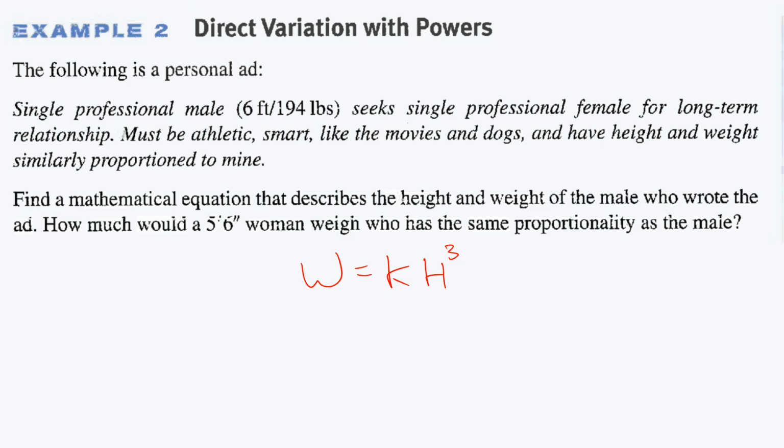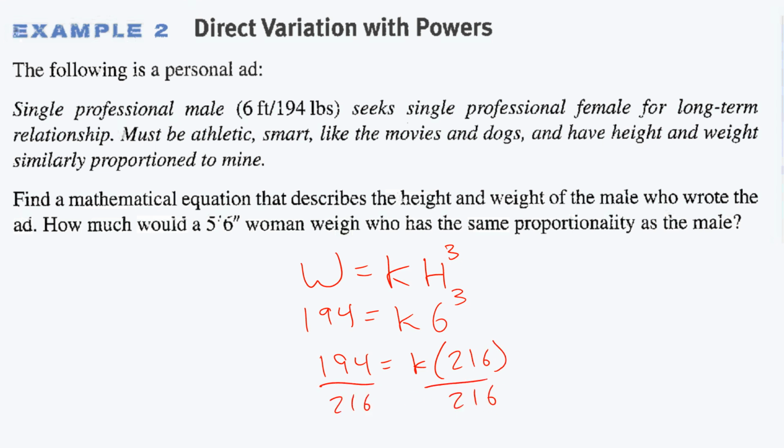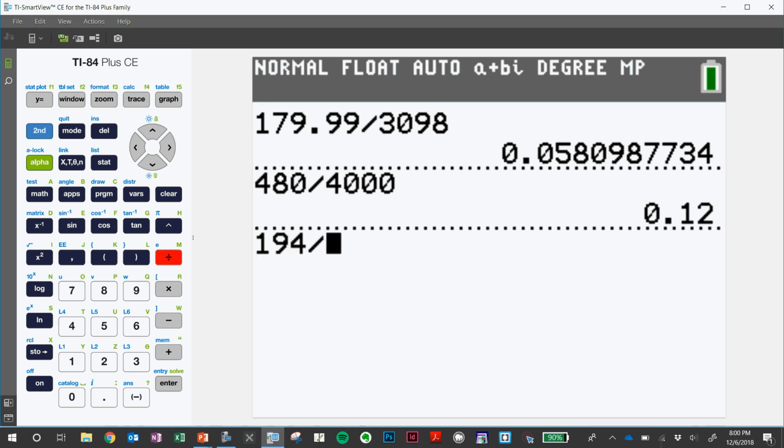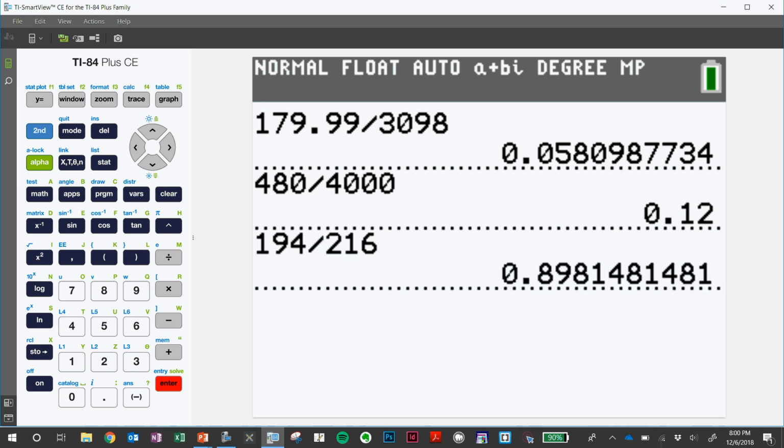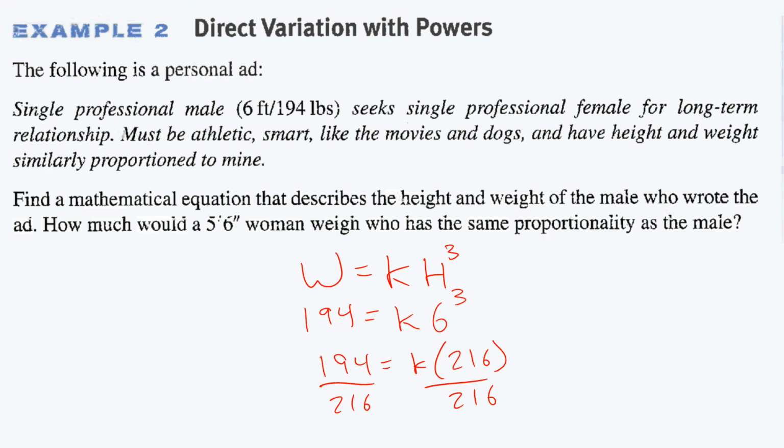So we have a male who is 194 pounds. And let's figure out what the K is. His height is 6 feet cubed. So 6 cubed is 216. We'll divide both sides by 216. So 194 divided by 216 is 0.90. We round. So now we have a model. W equals 0.90 h cubed.